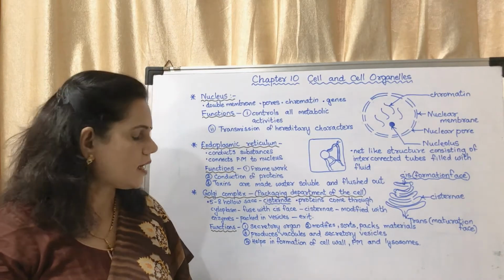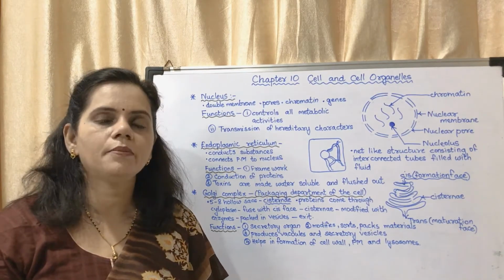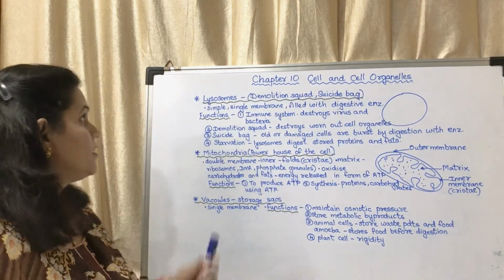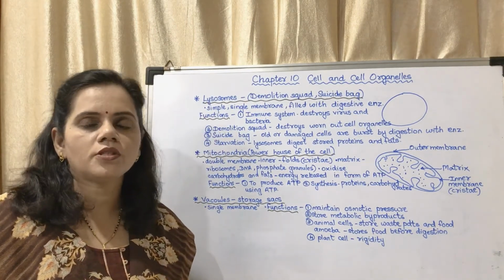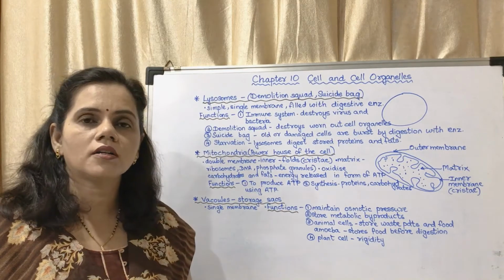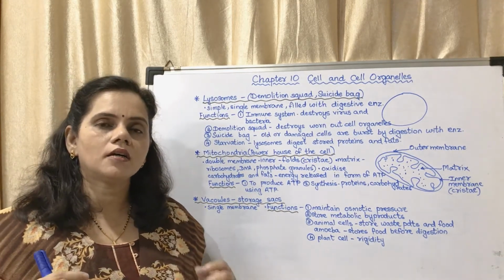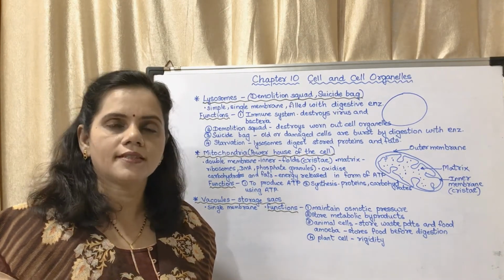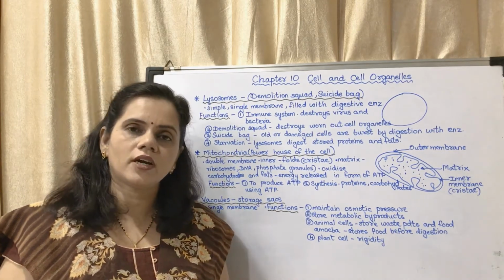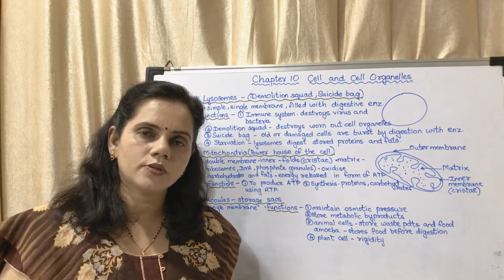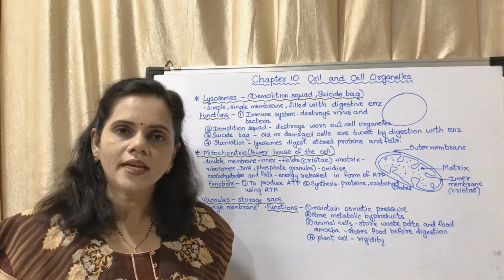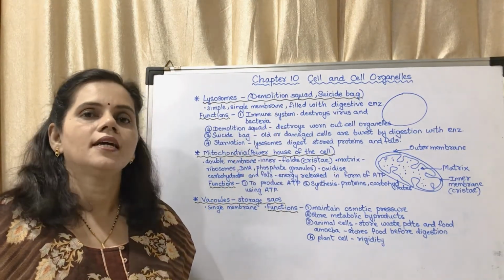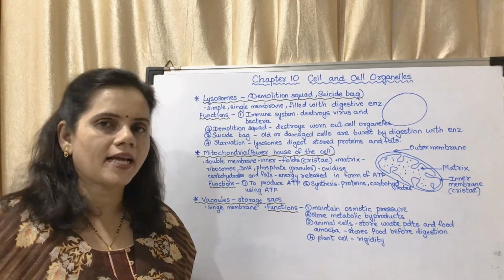So this is about nucleus, endoplasmic reticulum and Golgi complex. Now we will see the next organelle, that is lysosomes. Lysosomes are called the demolition squad or the suicide bag. You will be getting objective questions like, what is the demolition squad of the cell, or which organelle is called the suicide bag of the cell. Such questions could be asked, so you should know these names. Demolition squad is lysosome, suicide bag is lysosome.